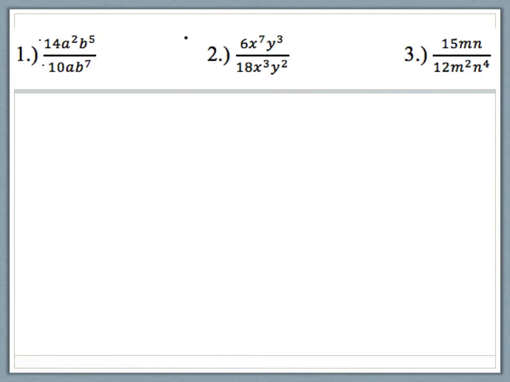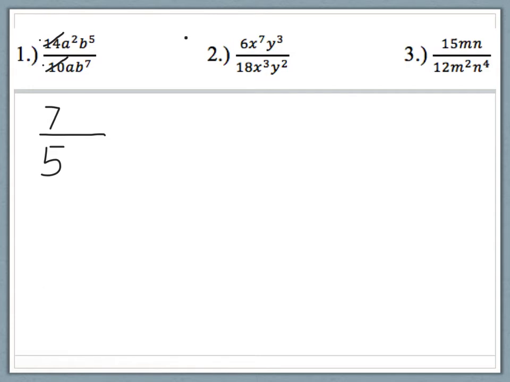So if I look at this, I have 14a squared b to the 5th over 10ab to the 7th. Now when I'm looking at this, let's look at just the numbers first, that 14 and that 10. What number goes into both of those? Well, I know a 2 can go into both of those, so I'm going to be left with 7 on top and 5 on the bottom. I'm really just reducing that fraction, dividing them both by 2.